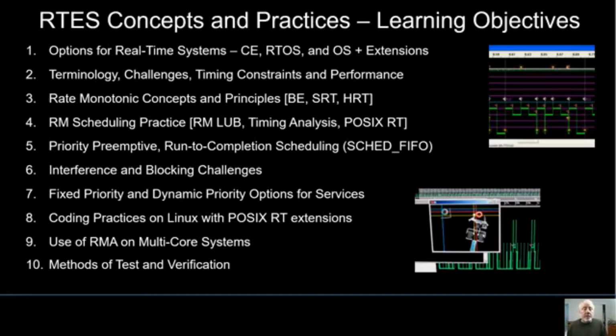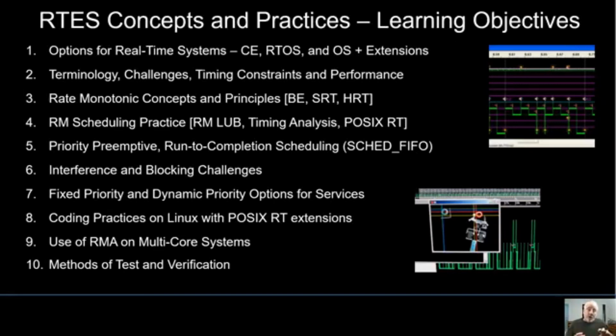So you will know by the end of this course what it means to use a priority preemptive run to completion scheduler, which is quite different from fair scheduling. And in Linux, that's called sched FIFO. And in POSIX real-time in general, on any POSIX real-time compliant operating system. You'll learn about the difference between interference and blocking and the challenges of dealing with that. Fixed priority and dynamic priority options for services, for software services.